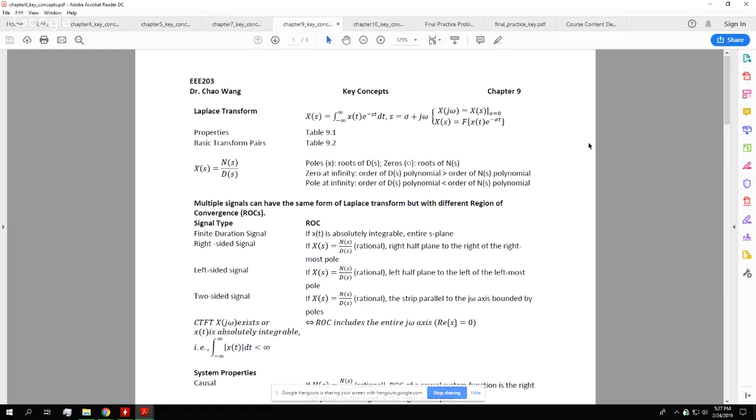So if you have a signal or a system, and you're trying to write it as math, and you've analyzed it and written it out, if your sigma is 0, you could just go ahead and use the Fourier transform. If your sigma is non-zero, then you're forced to use the full Laplace transform.